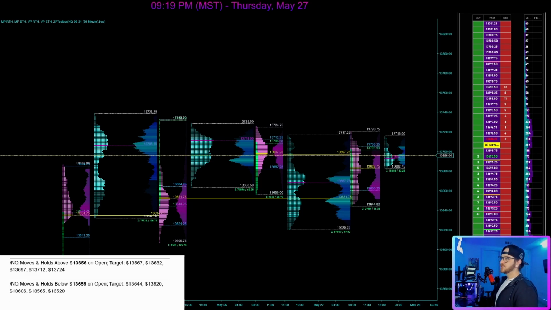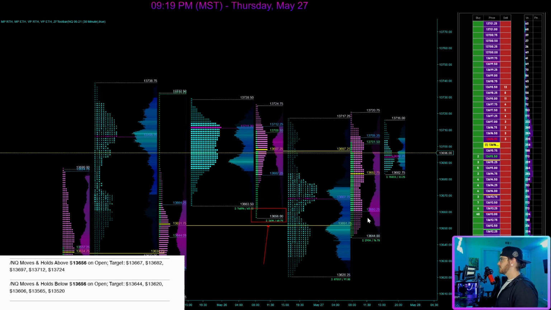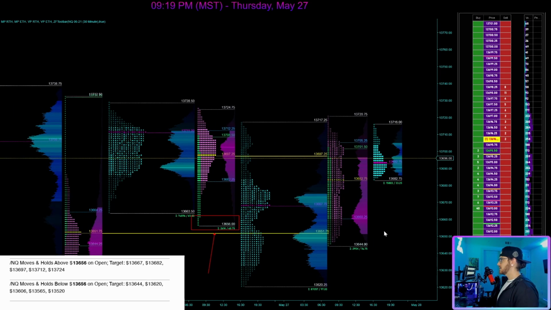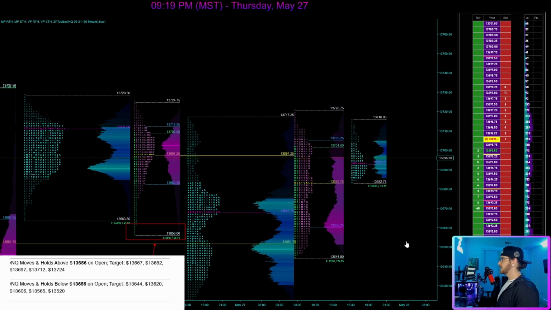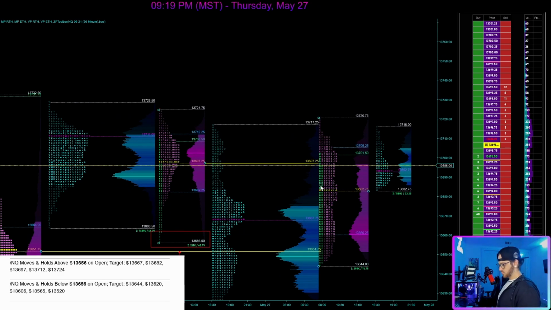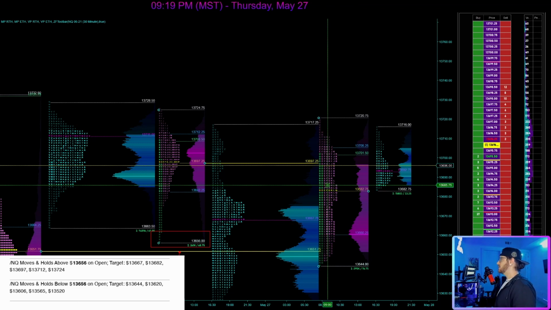So getting into NQ, you can see the line in the sand, 13,656. That was yesterday's low right there. I will highlight that in a couple different ways here. And my thought process was if we can move and hold above that, then we were likely going to see upside pressure sustain at the very least. So we opened right in this area at 13,685.